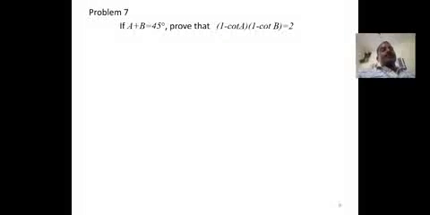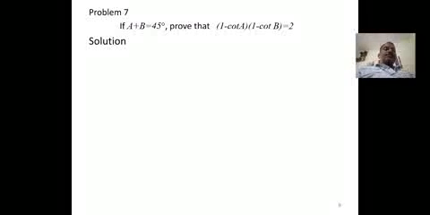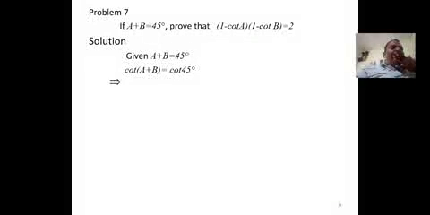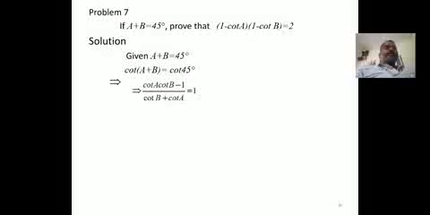Similar problem, one more problem: if A plus B equal to 45 degrees, then (1 minus cot A) into (1 minus cot B) is equal to 2. Same proof. Given that A plus B equal to 45 degrees, therefore apply cot on both sides. Cot of (A plus B) equal to cot 45. Cot of (A plus B) is (cot A cot B minus 1) by (cot B plus cot A), and cot 45 is 1. So if you replace these two values, (cot A cot B minus 1) by (cot B plus cot A) is equal to 1.